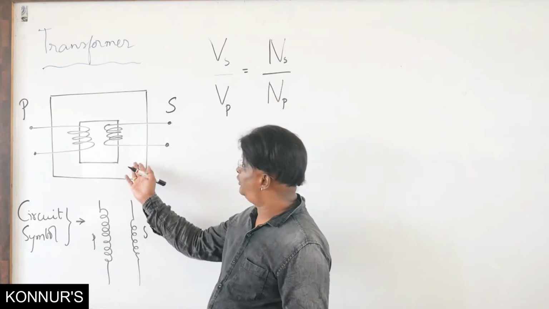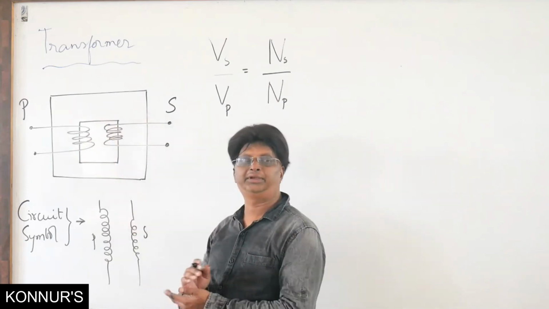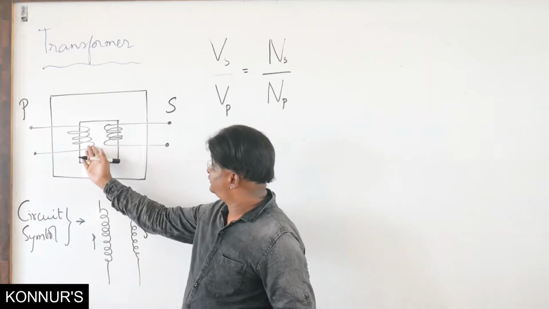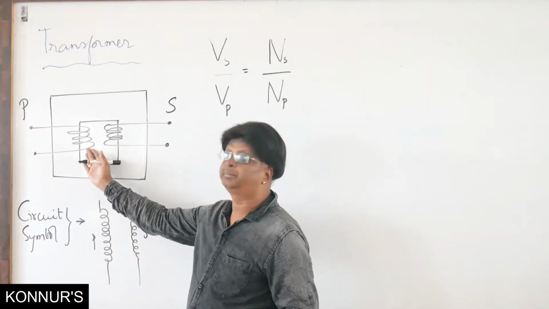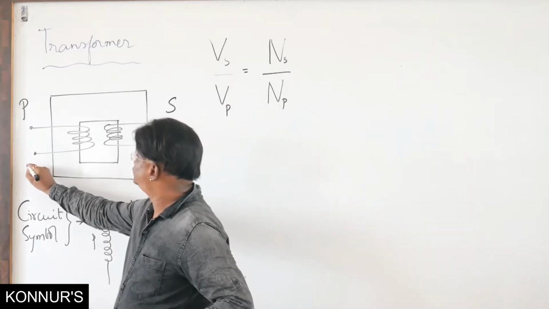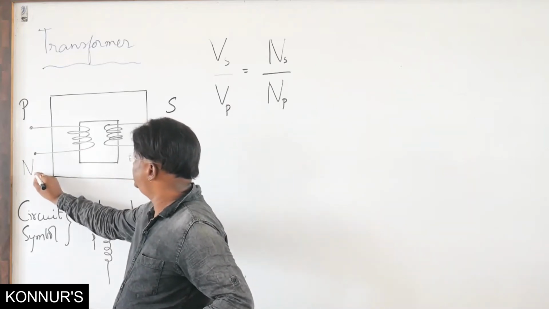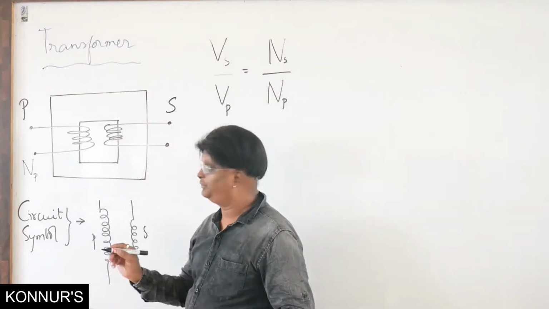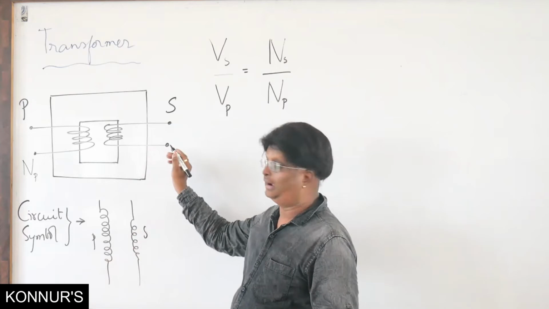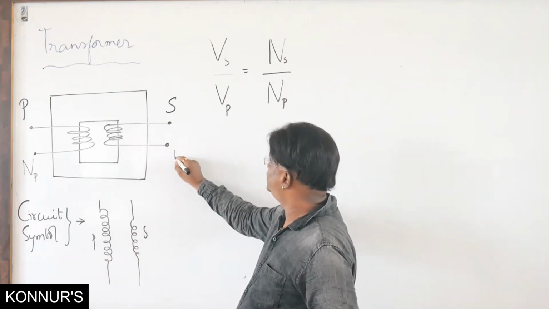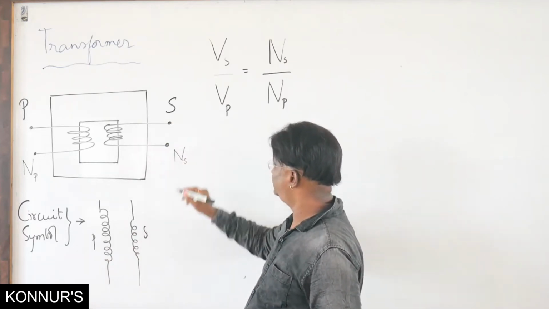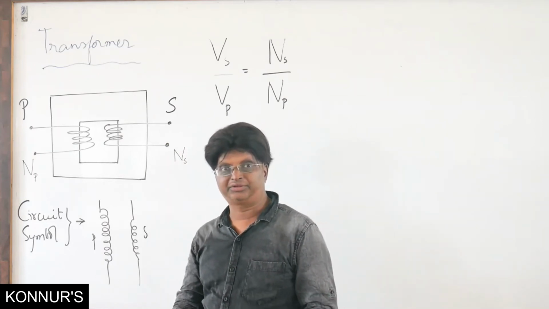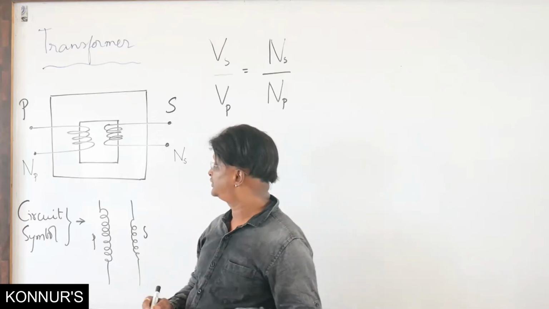But here we are showing a model made of laminated plates of iron, and this is the primary coil. Here I show the number of turns as NP, P for primary, N the number of turns, NP. Now this is the other side, the secondary coil with the number of turns NS. And this is the most important element when it comes to the functioning of a transformer.